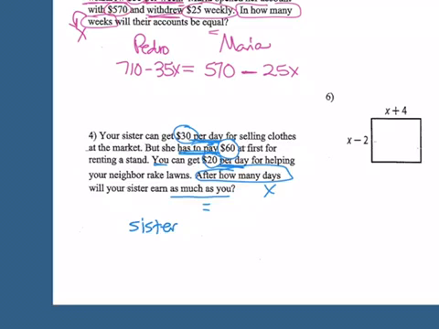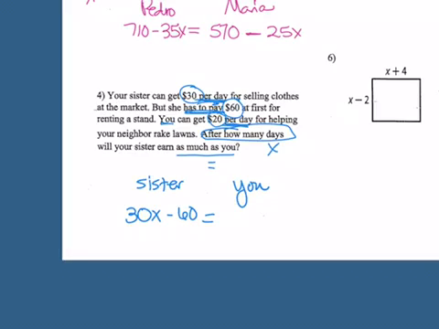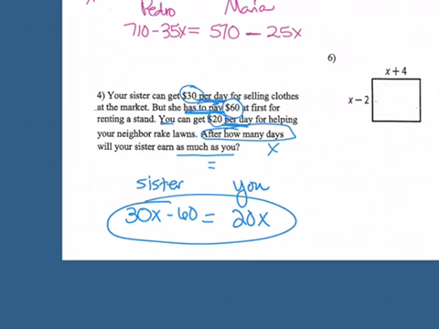So I've got sister and I've got you. So how can I write my sister's situation? She's getting $30 a day, but then she's got to pay $60. Which of those two numbers should have the variable on it? 30 and 20. Good. So for the sister, it should be 30. So she's going to get $30 a day, but she's got to pay for that stand that she's renting, that she's selling out of. 30x. And then you get 20x. You get $20 a day. That's it.